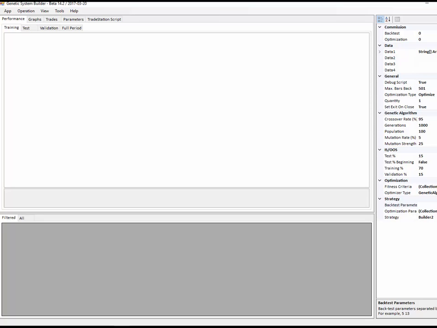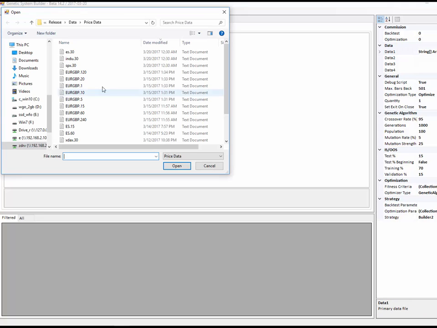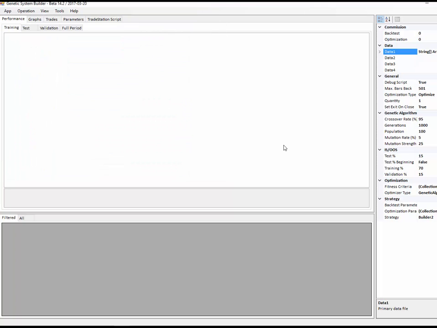This is the alpha version of the genetic system builder. I'm just going to show you how it runs. We're going to start by choosing what we're going to trade. We could possibly use ES30 and ES15 or 60, but I'll just choose ES30 for now.